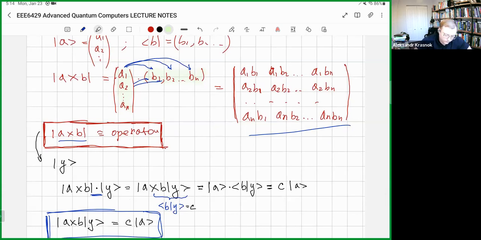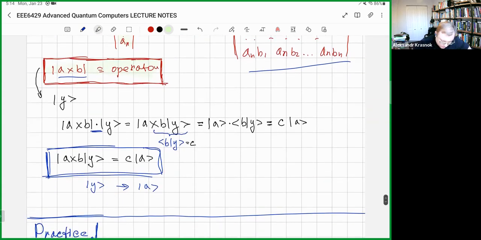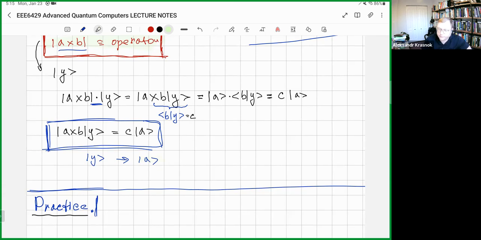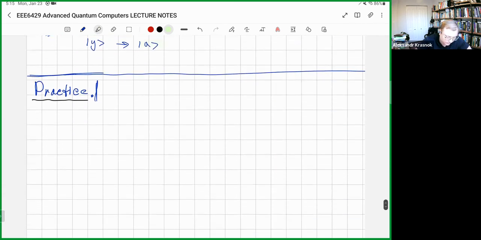thought of as an operator, right? And then we discuss the action of this operator on a vector, and after acting of this operator on the vector, you obtain actually another vector in the same vector space.